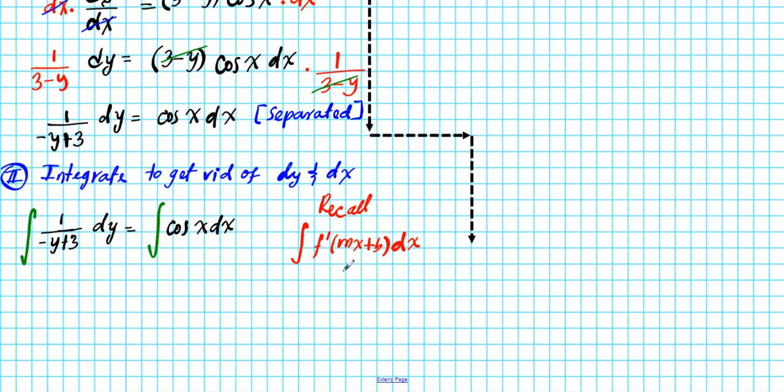If you integrate this, you're going to end up with the function of the linear function divided by m, plus c. If you think about the chain rule, when you're differentiating a composite function, you differentiate the outer function and then multiply by the derivative of the inner function. So what we're doing is basically going backwards. We're integrating the derivative of a composite function where the inner is a linear function.